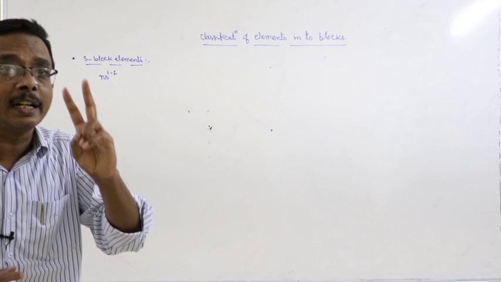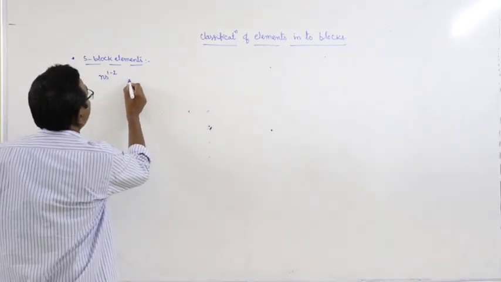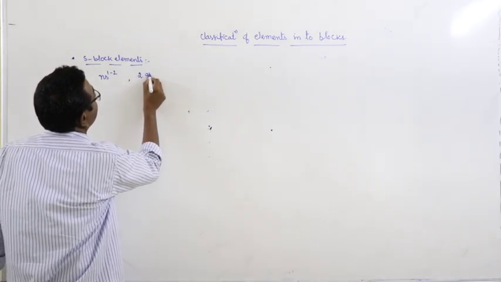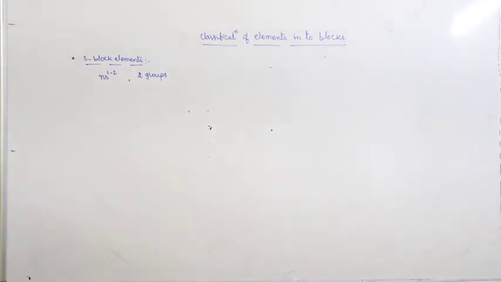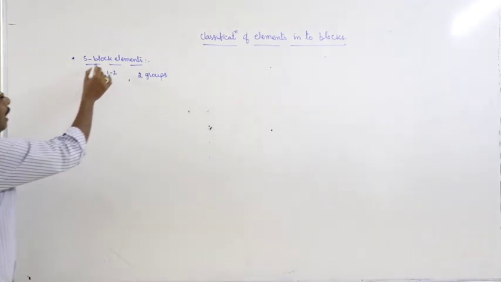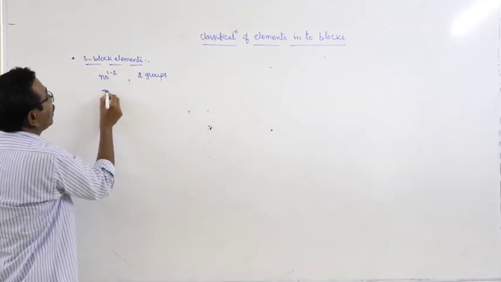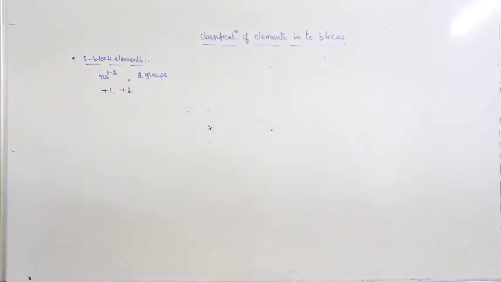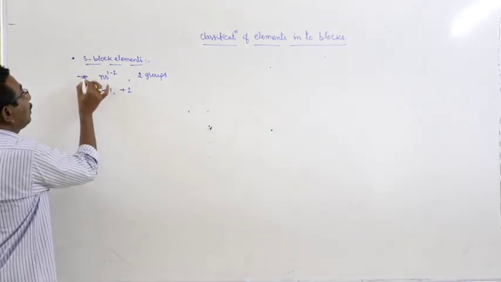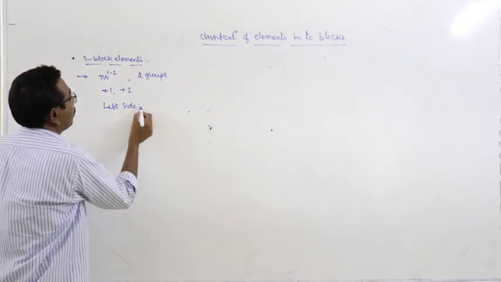In the s subshell, there is only one orbital. In that orbital, we can accommodate only 2 electrons. So, in the s block, the total number of groups present is 2. 2 groups are present in the s block elements. And the oxidation states that are shown by s block elements are +1 and +2. The s block elements are present at the extreme left side of the periodic table.